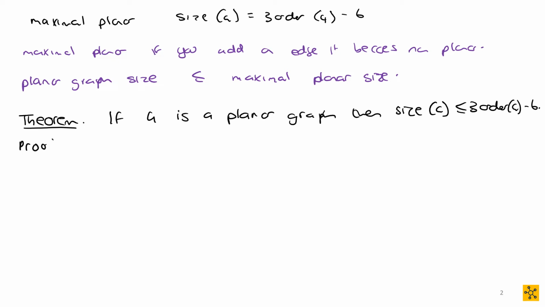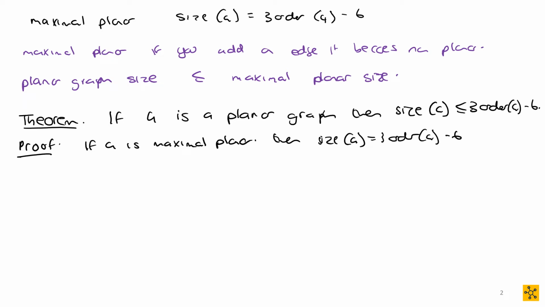To prove it, we are going to look at two cases. First, the case where G is maximal planar. If G is maximal planar, then the size of G is equal to 3 times the order of G minus 6, and we are pretty much done.